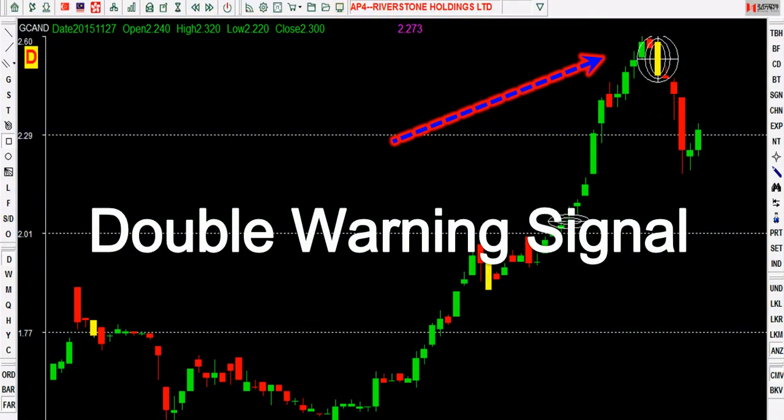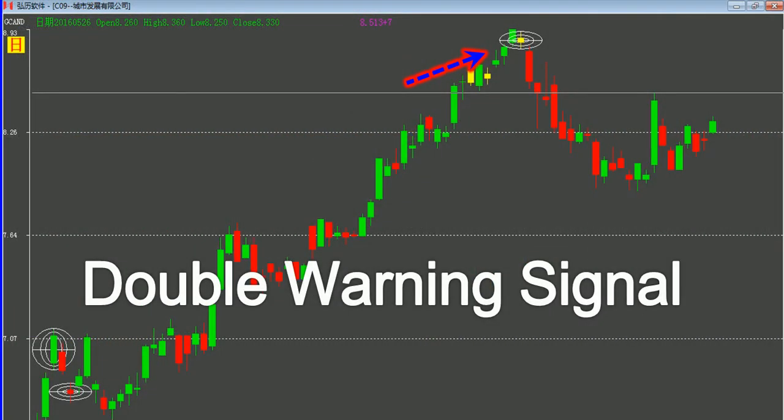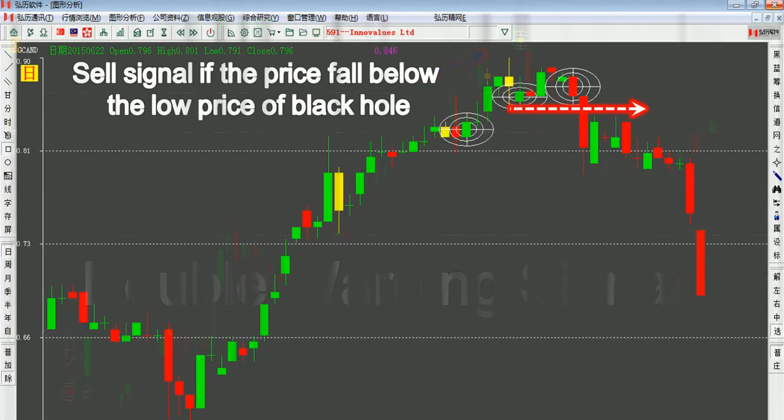So we see here, double warning signal. If you see the time black hole and the yellow candlestick appears at the same time, this is the double warning signal. You should sell quickly. Okay. So we see here, double warning signal. Time black hole and yellow candlestick appears at the same time. This is the double warning signal. You should sell quickly. Okay.